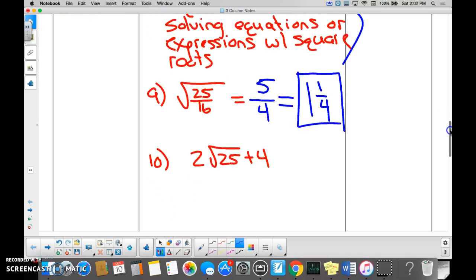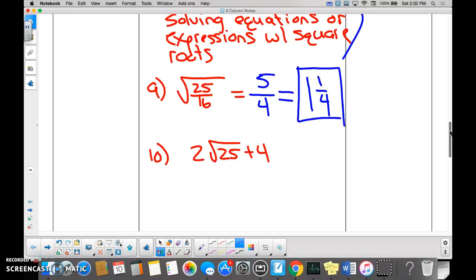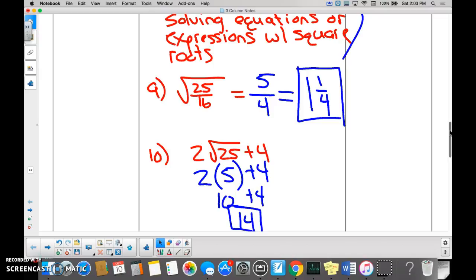And number 10, again, the square root should be treated like a parenthesis. So we have 2 times the square root of 25 plus 4. If I were to rewrite it step by step, I would have 2 times the square root of 25, which is 5, plus 4. 2 times 5 is 10, plus 4. 10 plus 4 is 14. 2 times the square root of 25 plus 4 is 14.